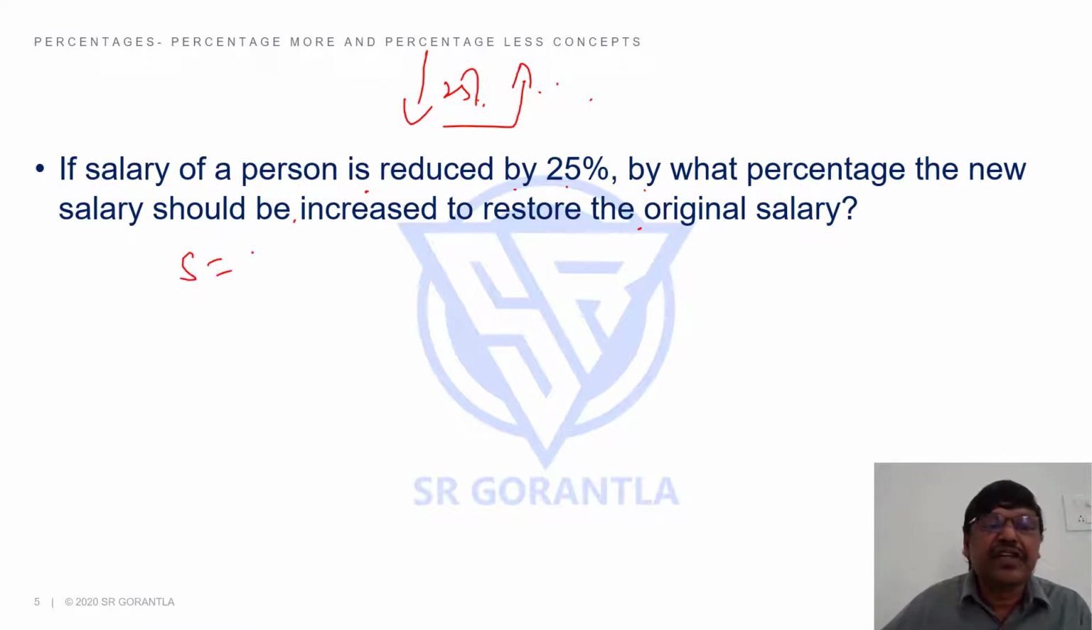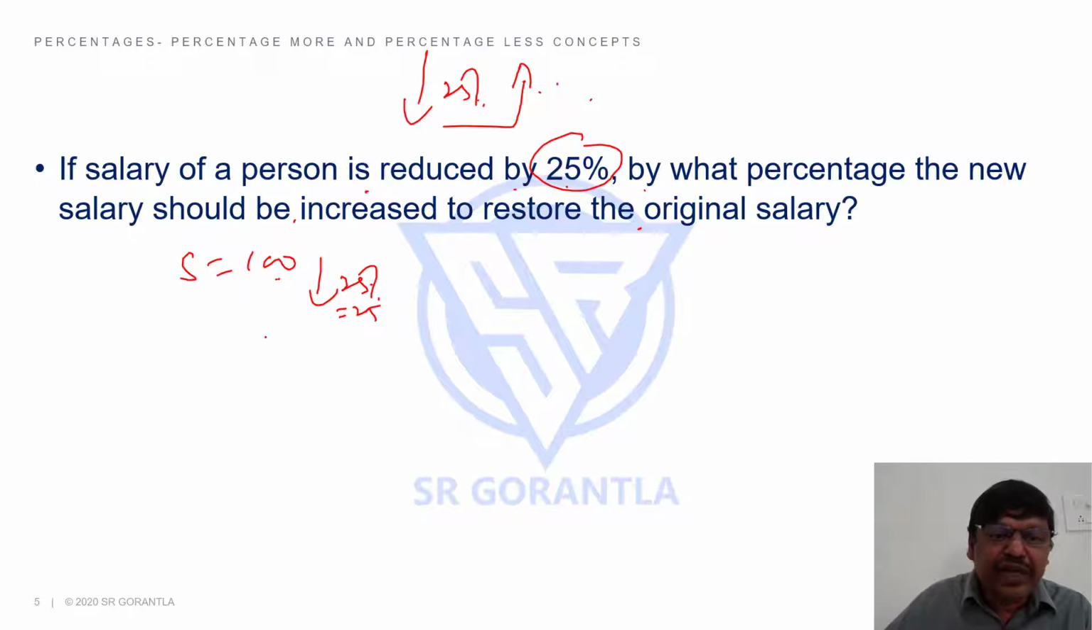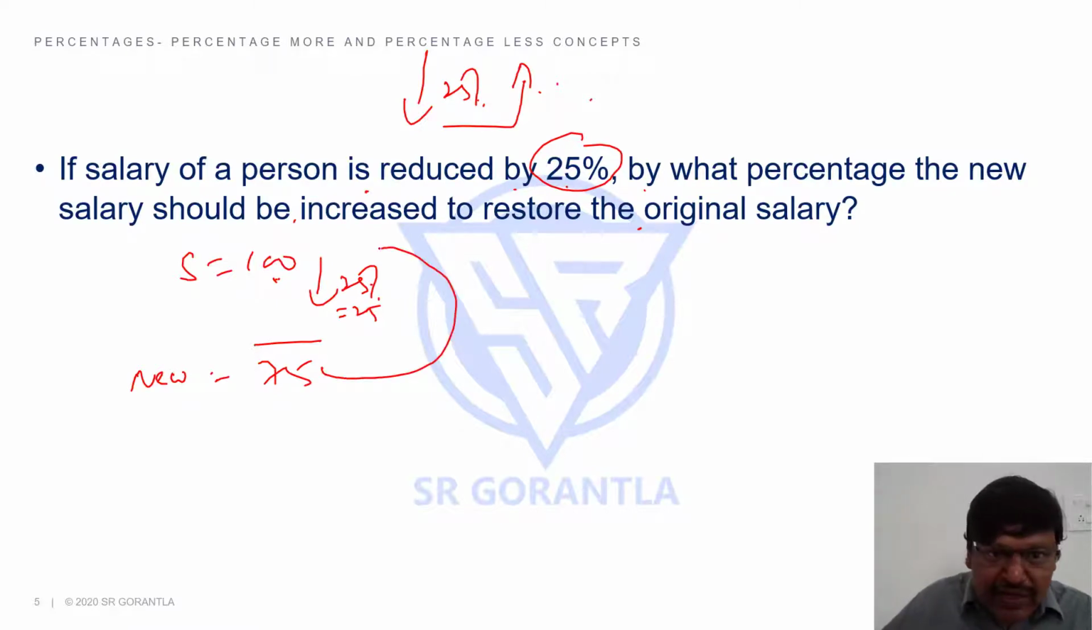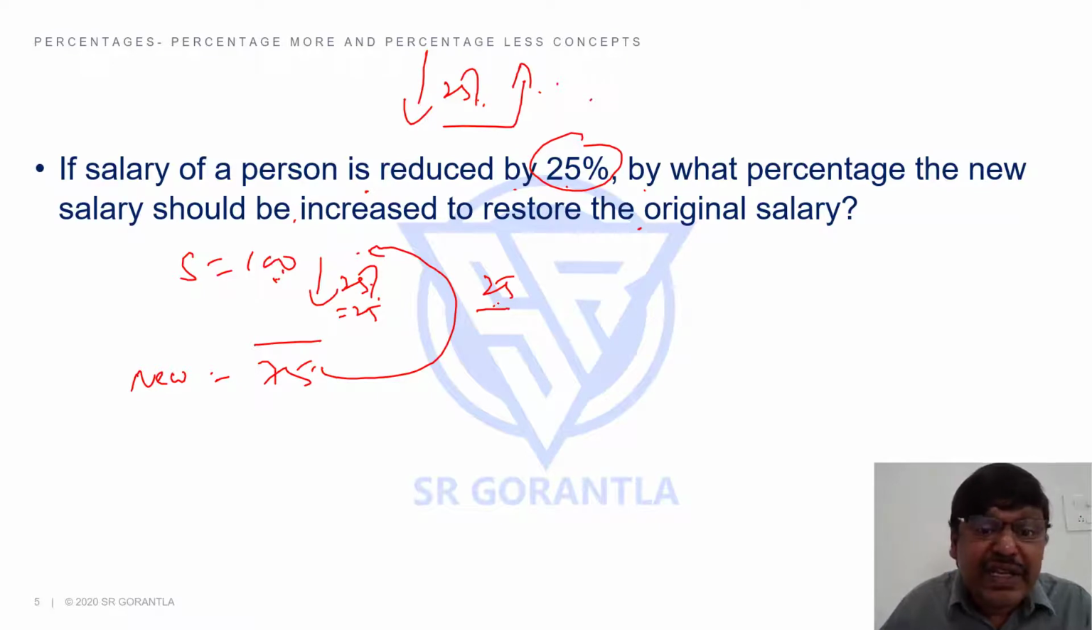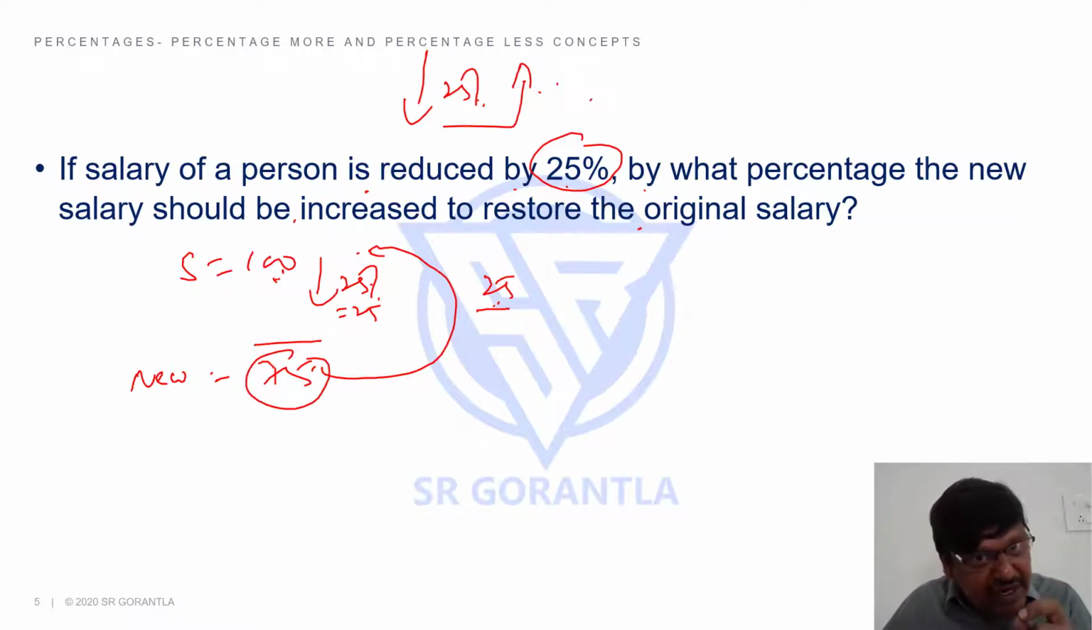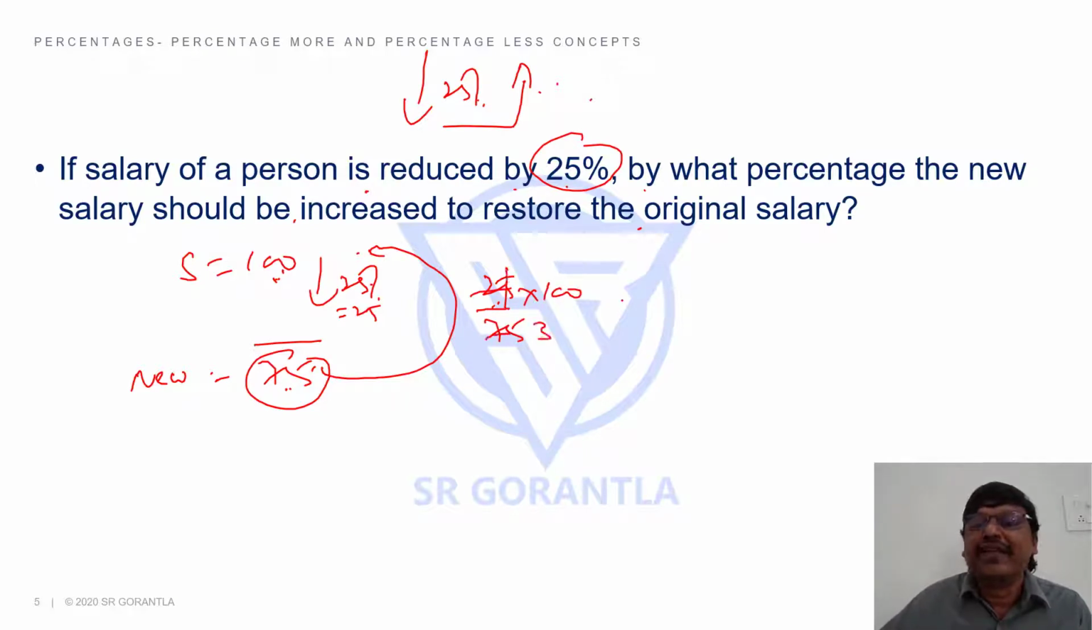If the salary is 100 originally, it is reduced by 25%, right? 25% on 100 is 25. So what is the new salary? 100 minus 25, 75. The new salary is 75. Now, if I want to increase it back to original salary, there should be an increase of 25. From 75 to 100, there should be an increase of 25. But 25 is the increase from, we asked in the previous video, when you say increase from where? There is an increase of 25 from 75 into 100. 1 by 3, 33.33%.